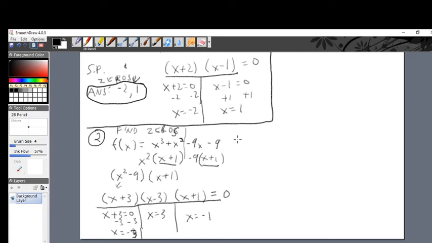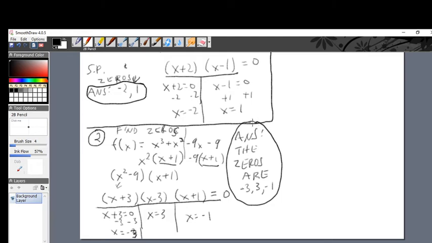Answer. The zeros are negative 3, 3, and negative 1. Problem over.